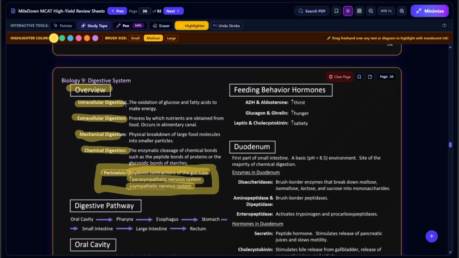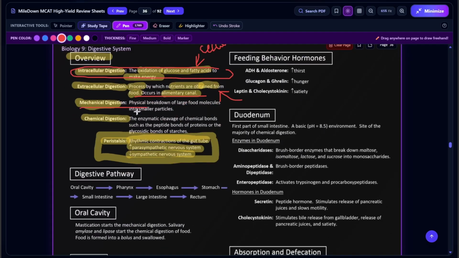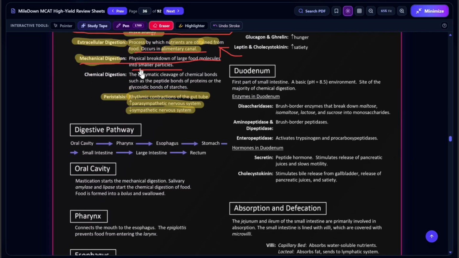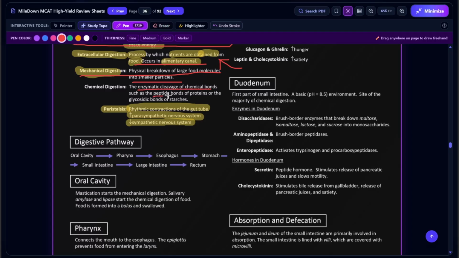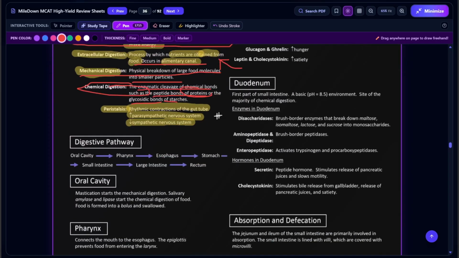Intracellular digestion is oxidation of glucose and fatty acids to make energy, but extracellular digestion is the process by which nutrients are obtained from food, and occurs in the alimentary canal. In other words, intracellular is happening cellularly, but extracellular you can think of as you're just eating food and it's going through these tubes. Mechanical digestion is the physical breakdown of large food, so basically chewing food down. Chemical digestion is what your stomach does. It has enzymes that can cleave chemical bonds, such as peptide bonds of proteins or glycosidic bonds of starches. So carbohydrates and proteins that you're eating can be broken down chemically. That happens in your stomach.